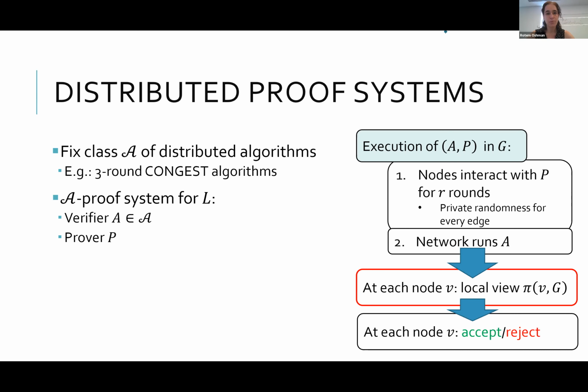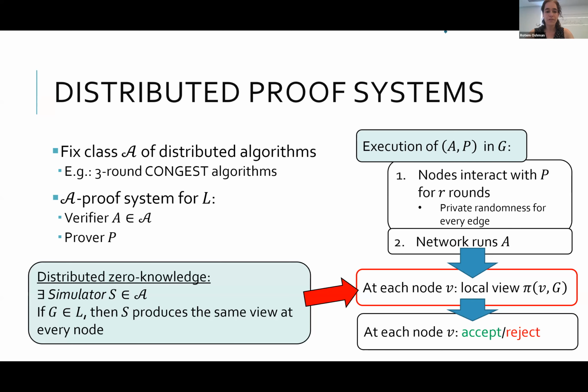So we're going to capture this formally, again, by the existence of a simulator. A simulator is going to be some distributed algorithm from the class A, and it's going to execute in the network and output at every node a fake view, kind of pretending that the prover was there and trying to say, this is the view that you would see. This is what you would send to the prover. This is what the prover would send back.